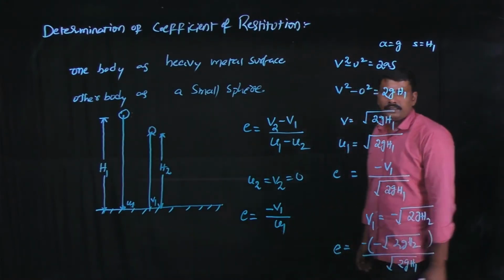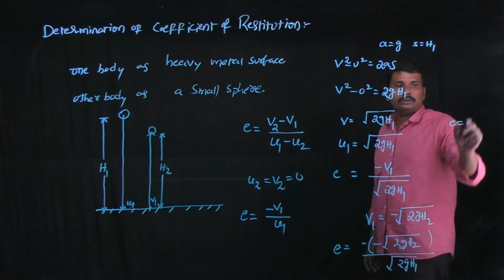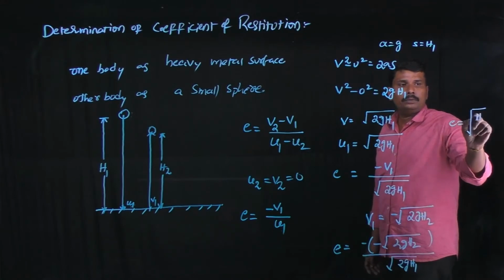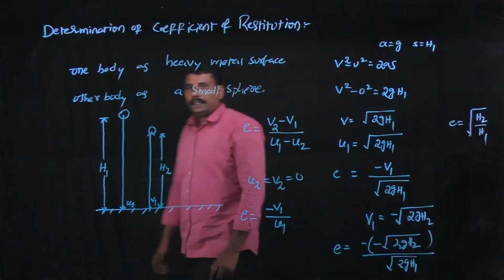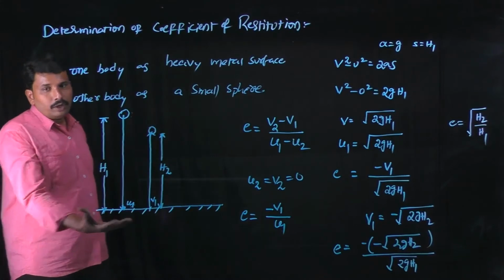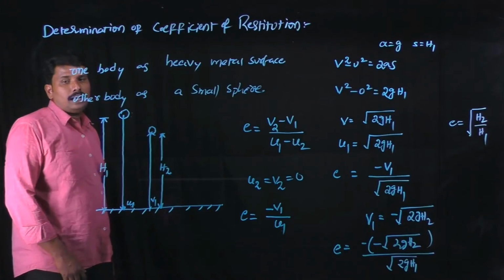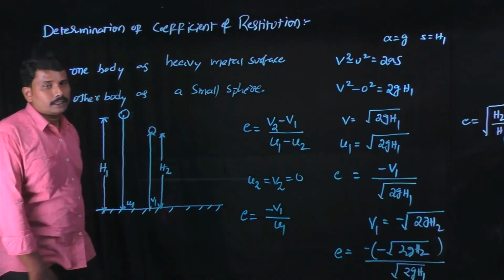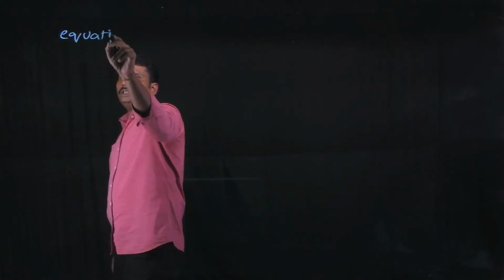By solving this equation, we can conclude that e equals under root h2 by h1. This is the determination of the coefficient of restitution in the case of one body as a large heavy metal surface and the other body as a small sphere. Now, the equation for the height attained by the freely falling body after a number of rebounds on the floor.